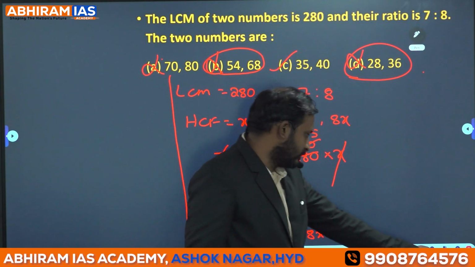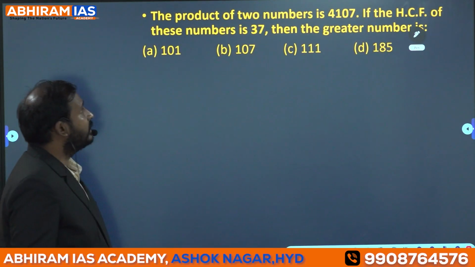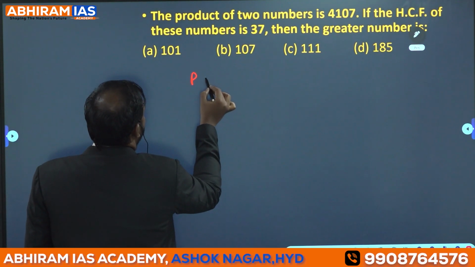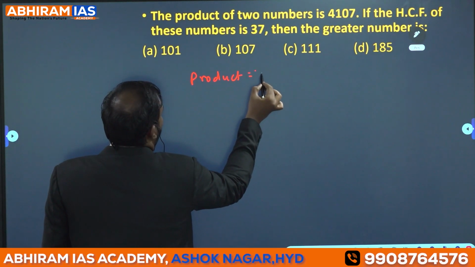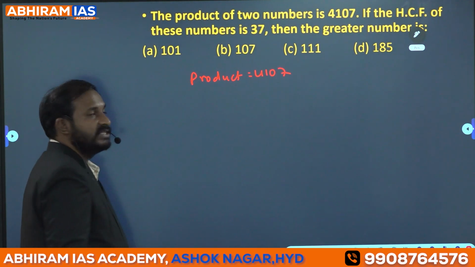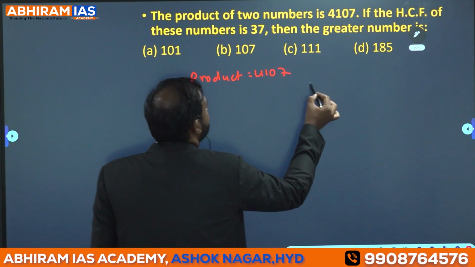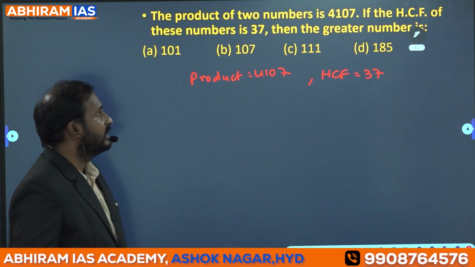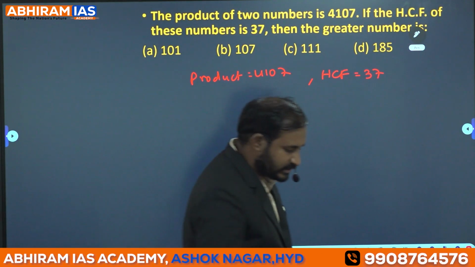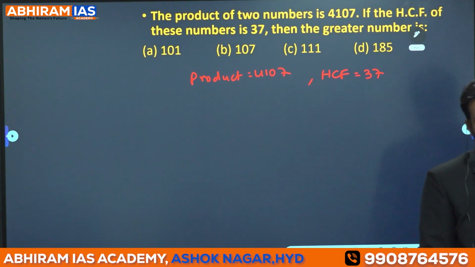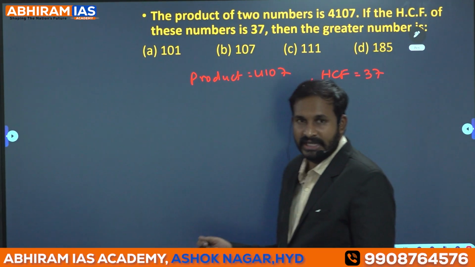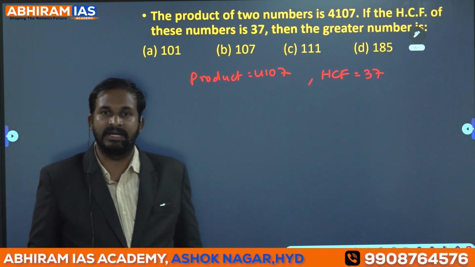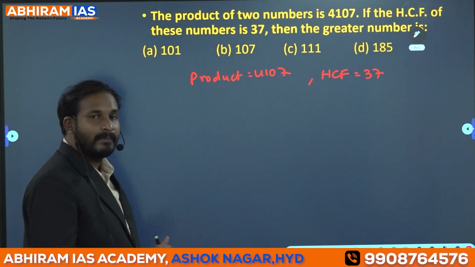Okay, right, next one. The product of two numbers is 4107. If the HCF of these numbers is 37, then the greater number is? So see here students, this is quite opposite to our previous question. Now we don't know what the LCM is. If you know the LCM, what we have done? Product of two numbers is equal to product of their LCM and HCF. Now here we will apply the concept.